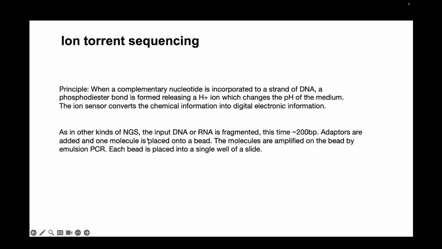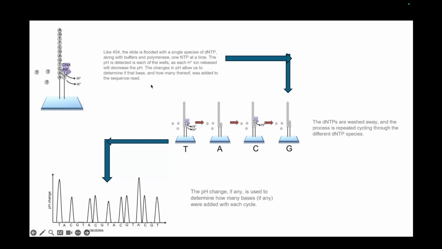As in other kinds of NGS, the input DNA or RNA is fragmented to around 200 base pairs. Adapters are added on, and one molecule is placed on a bead. These molecules are amplified on the bead by emulsion PCR, and each bead is placed into a single well of a slide. So you have a slide like this, and the slide is flooded with a single species of dNTPs along with buffers and polymerases, one dNTP at a time.